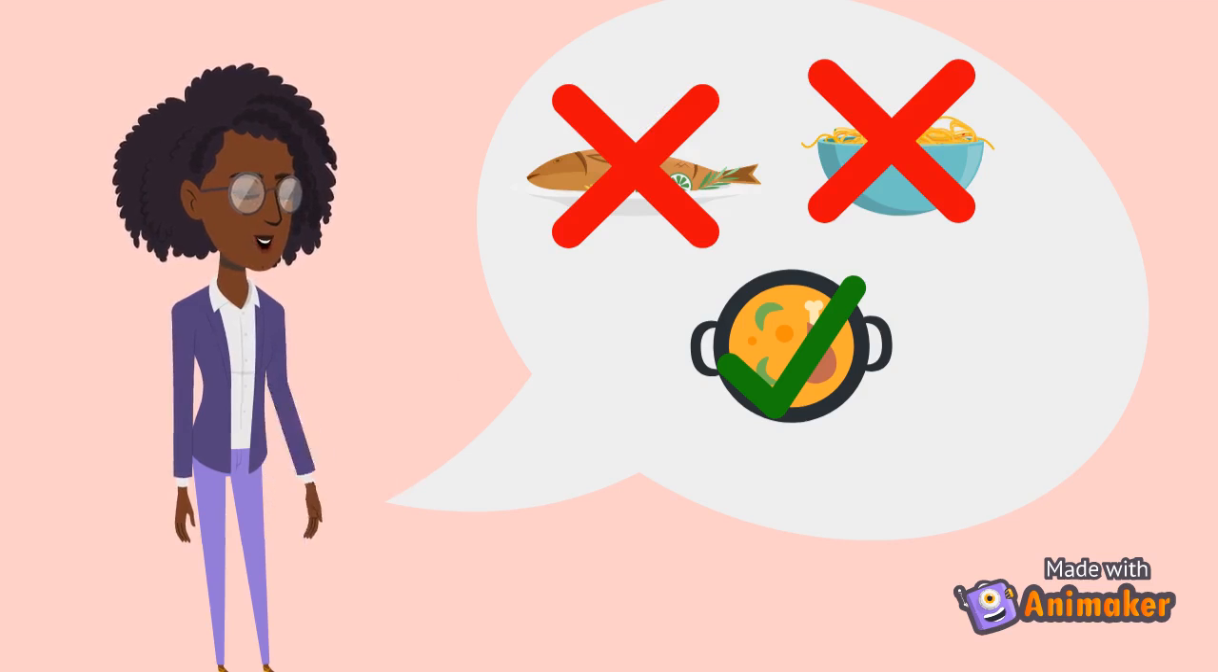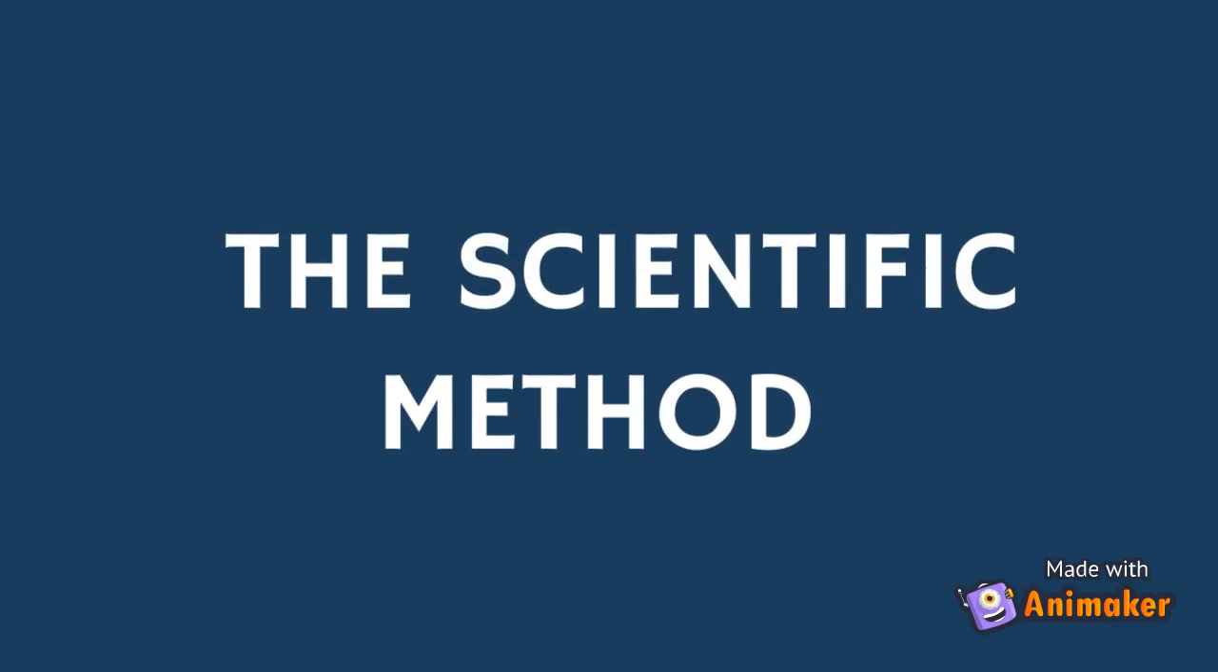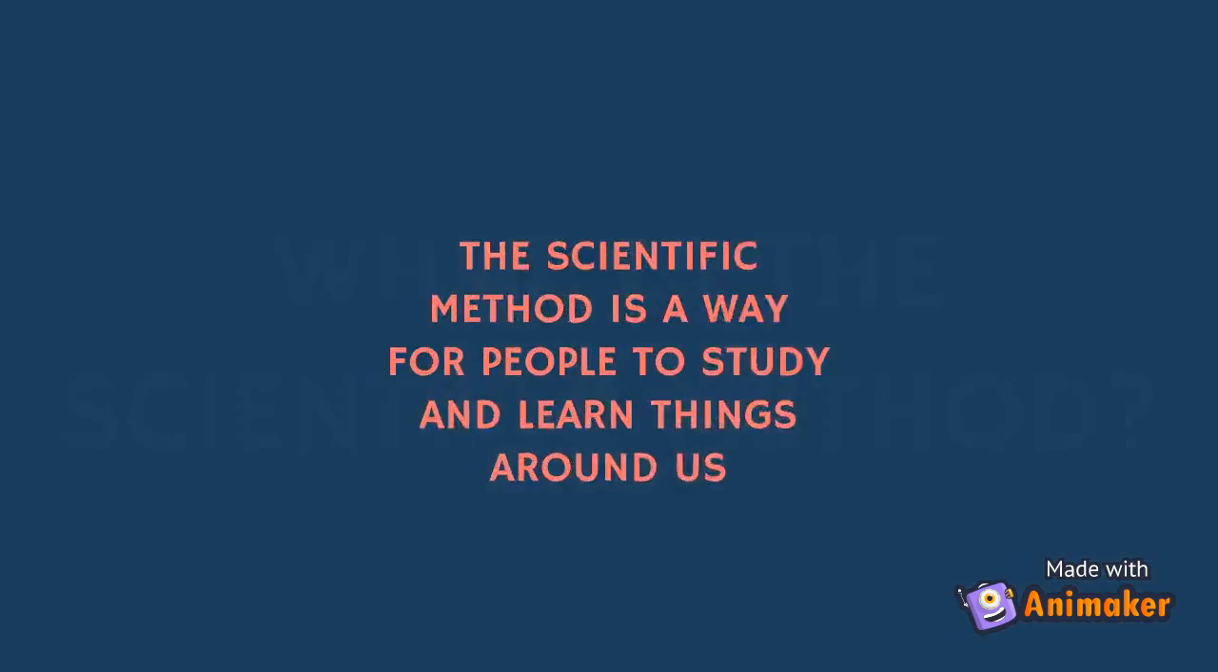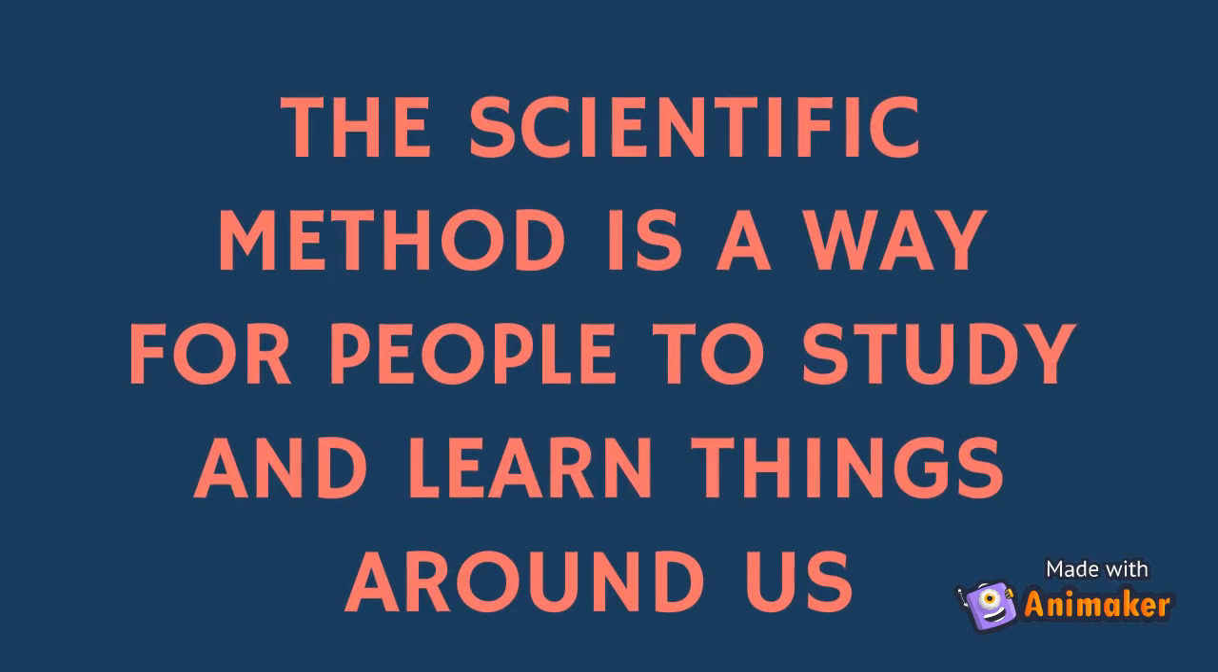While it may seem like Beatrice used a simple thought process, she actually analyzed the problem using the steps of something called the scientific method. So what is the scientific method? The scientific method is a way for people to study and learn things all around us. The steps of the scientific method are as follows.